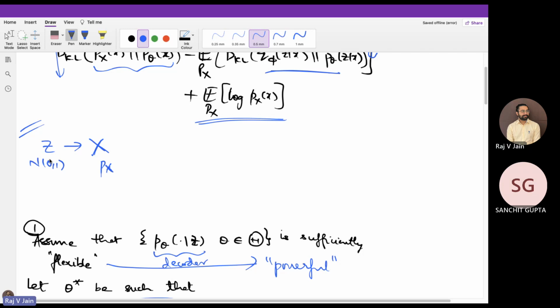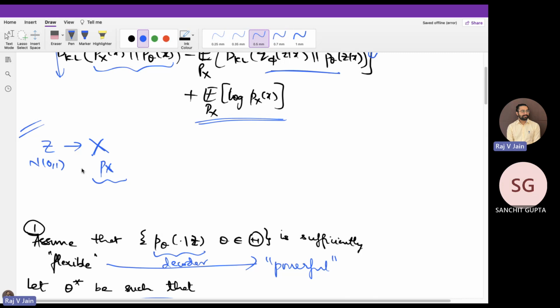So in this particular scenario, your decoder is very powerful. It's able to map from N(0,1) to Px completely. So if it does that, whatever the encoder outputs, it doesn't care. It will take Z, it'll construct X.